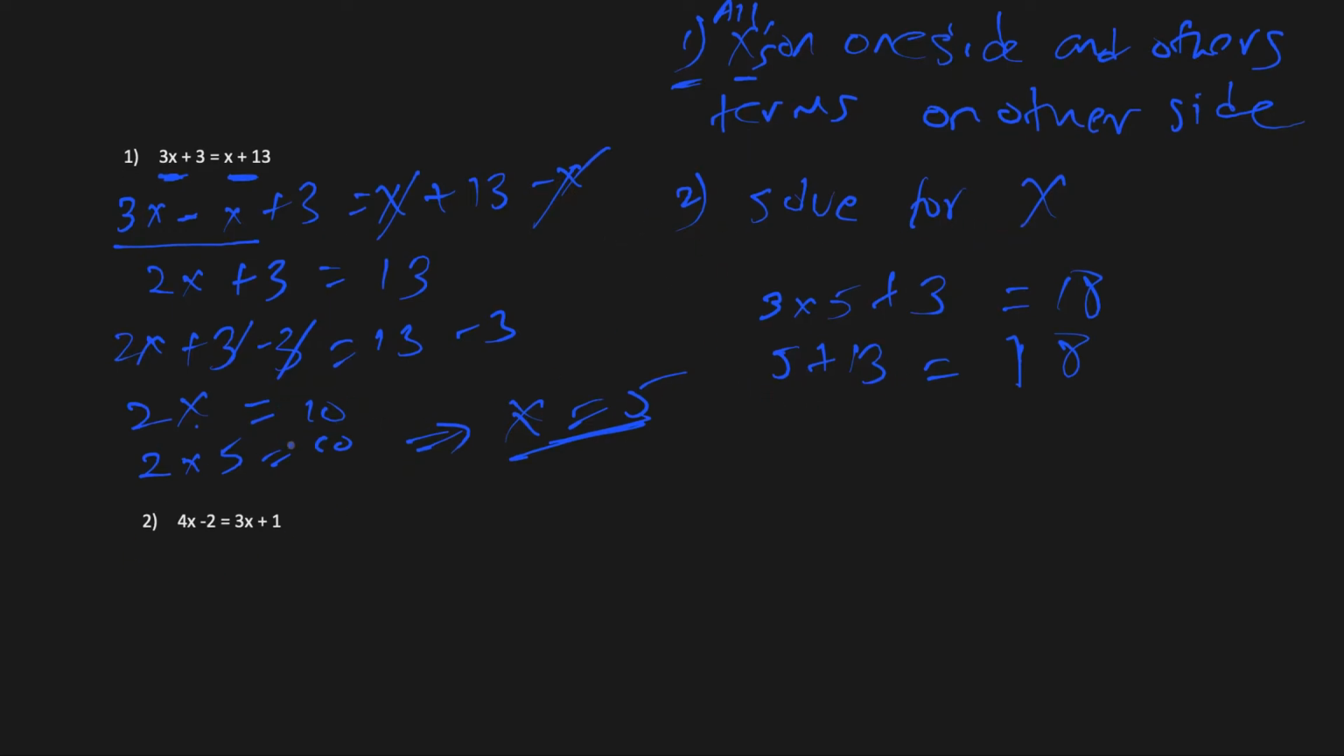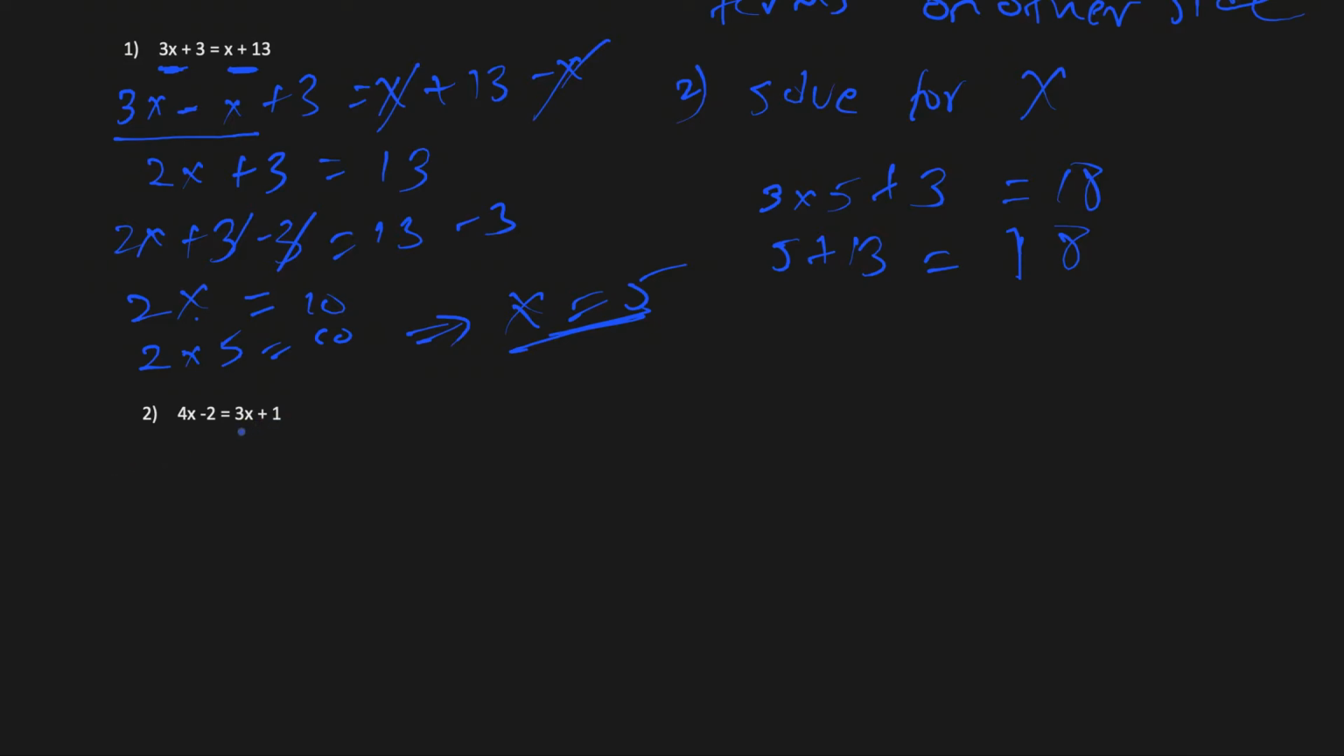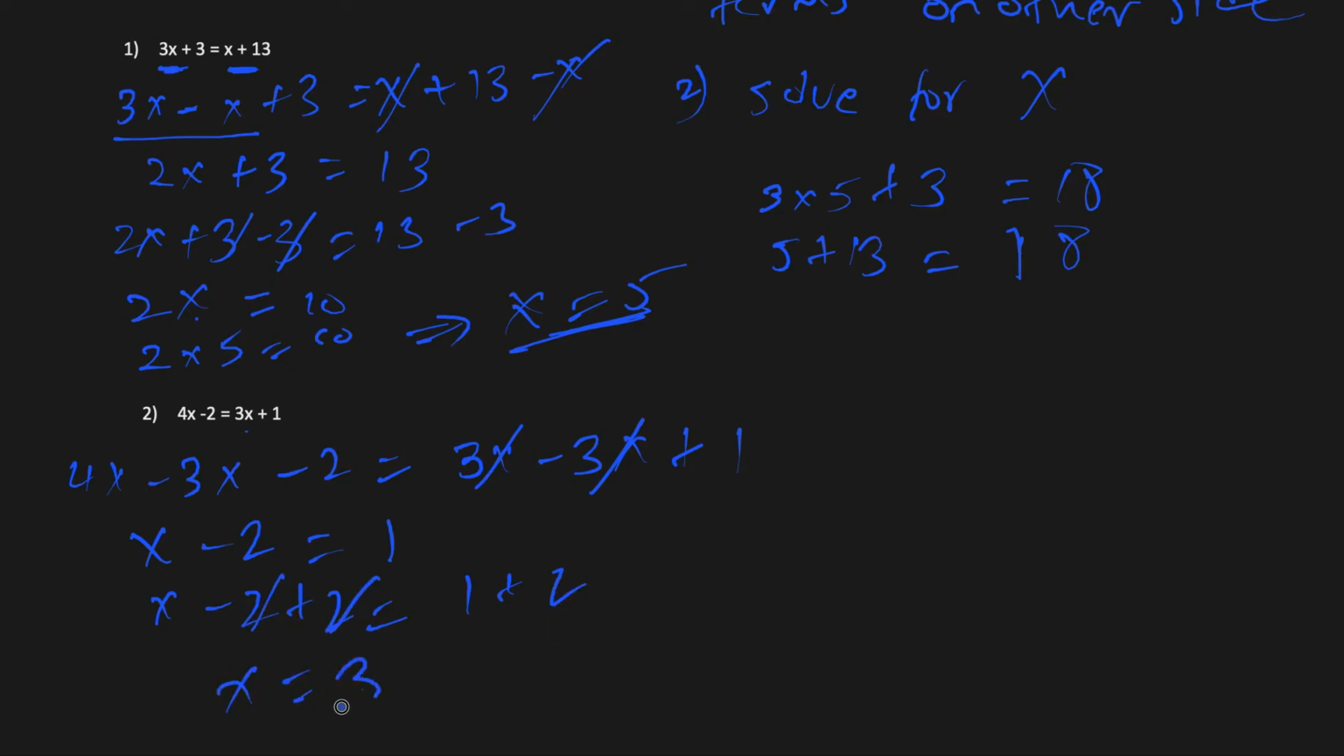All right, so we'll bring x on one side. In order to do that, we will subtract 3x from both sides. So 4x minus 3x minus 2 equals 3x minus 3x plus 1. So 4x minus 3x is just x, so we get x minus 2, and then 3x and 3x cancel off, and we get 1. Now bringing 2 to the other side, x minus 2 plus 2, 1 plus 2. So this cancels and we get x equals 3.